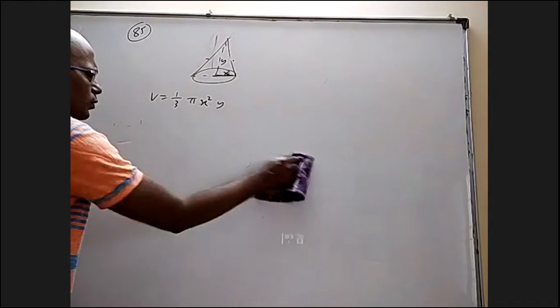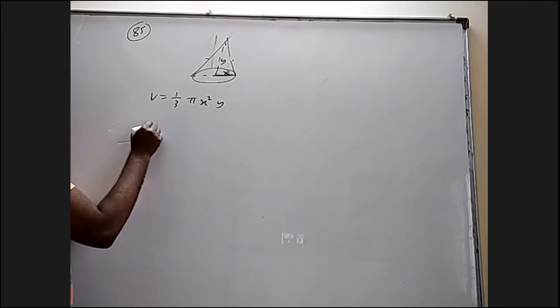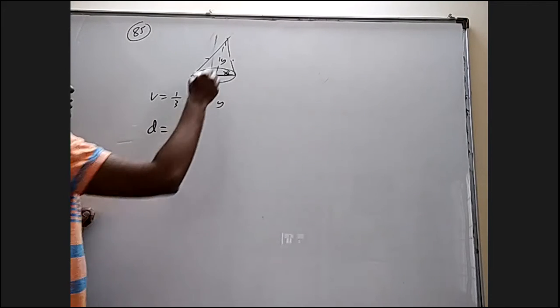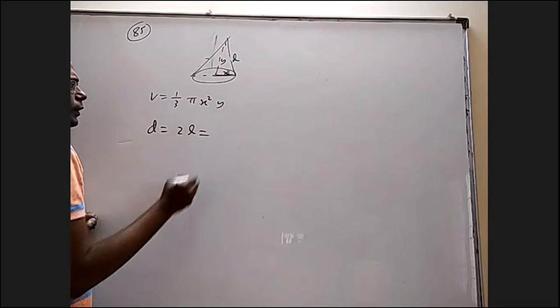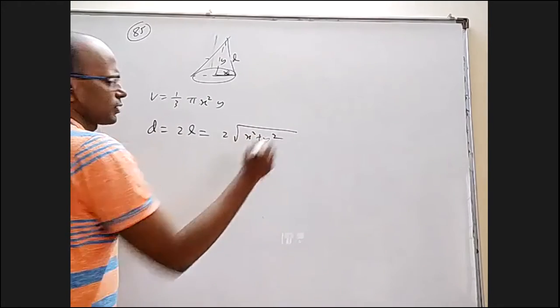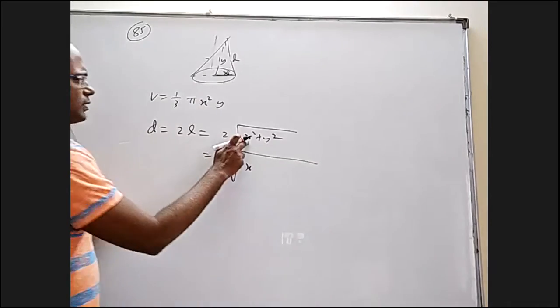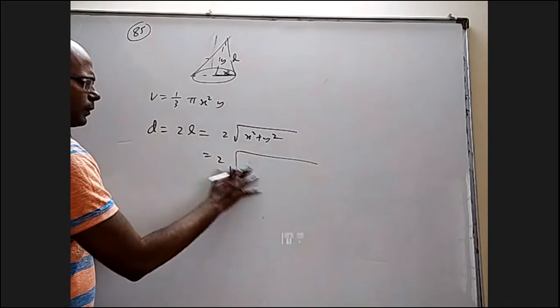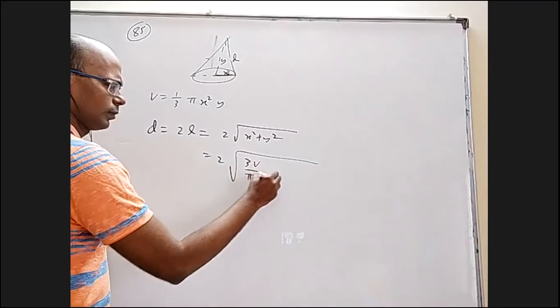Okay, so volume equal to 1/3 pi x square h, and the diameter of the so-called disk, if this is slant height L, will be 2L, and that will be 2 into root over x square plus y square. 2 into root over, in the place of x square, I can substitute this: 3v by pi y plus y square.